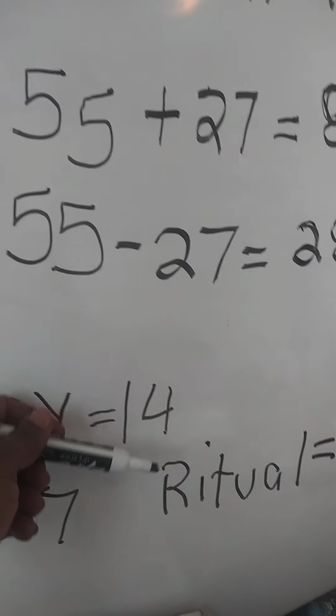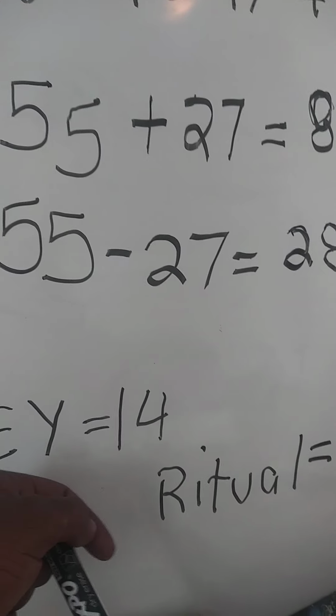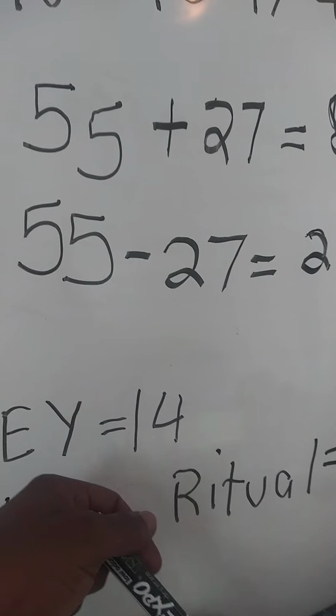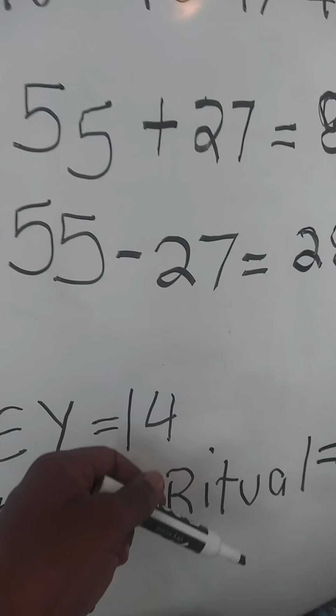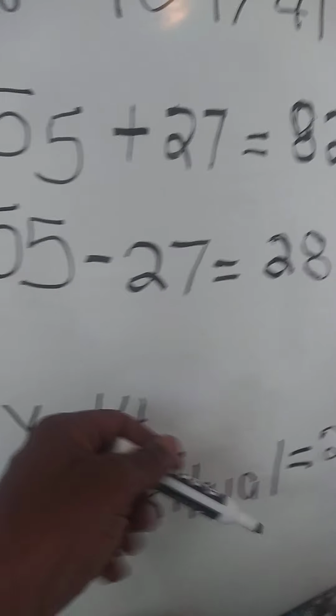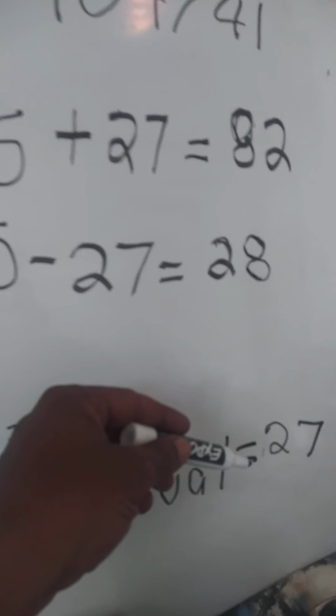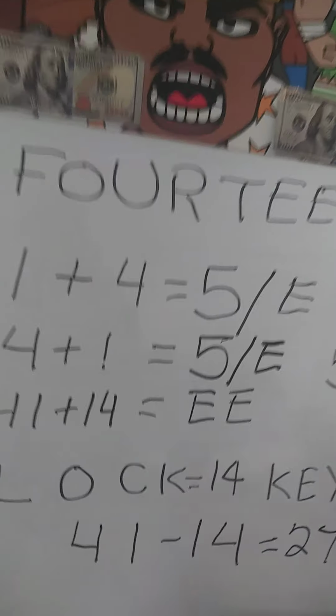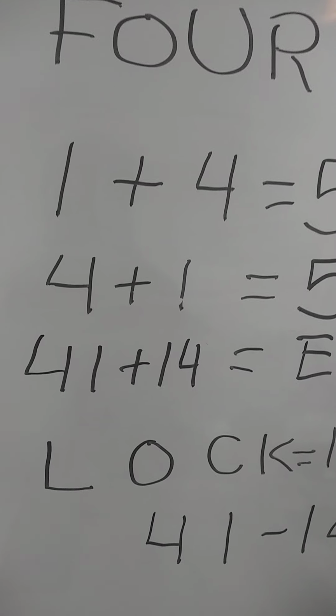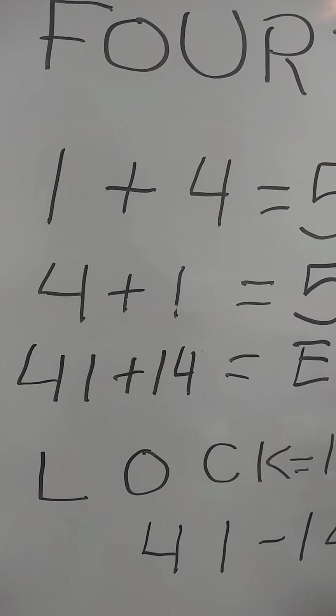Let's get it in. R is a 18, reduce it. I is a 9, T is a 20, reduce it. U is a 21, reduce it. A is a 1, it can't be reduced. L is a 12, reduce it, bringing us to a total of 27. We're talking about the information that's hidden right in plain sight. There's nothing being hidden from you. It's right in plain sight.